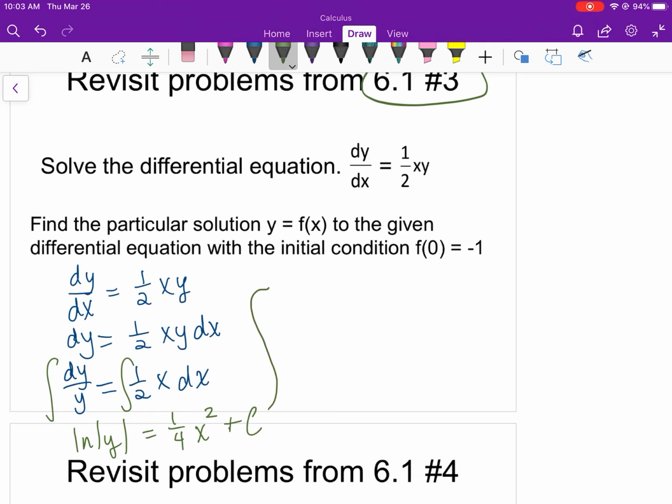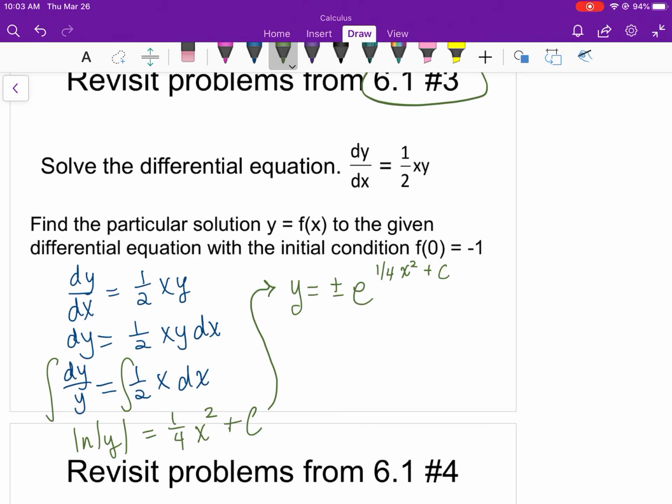All right. Your general solution is going to be y equals plus or minus e to the 1/4 x squared plus c. So again, that's your general solution.